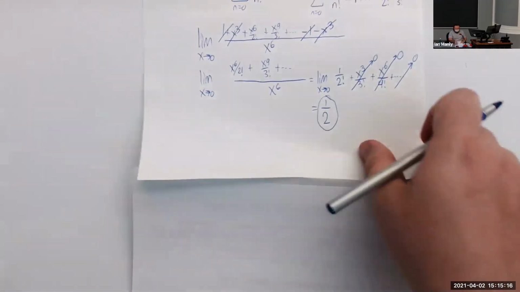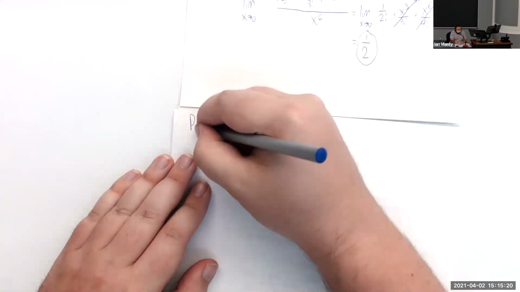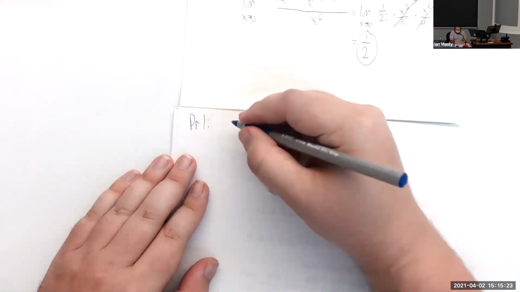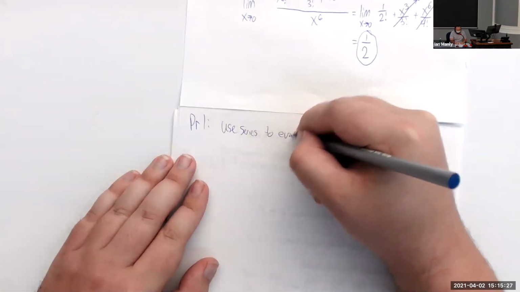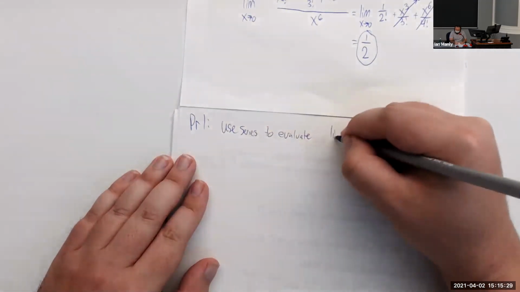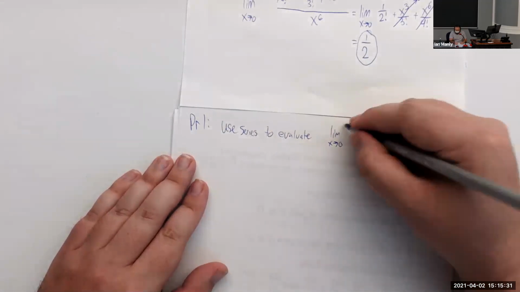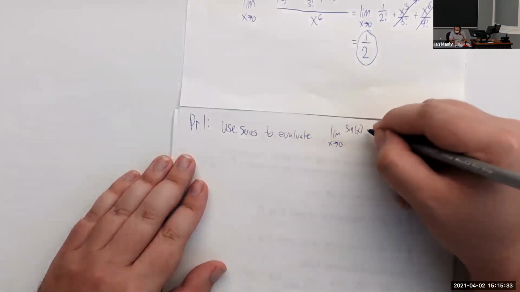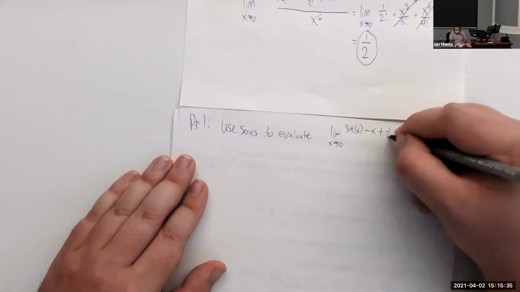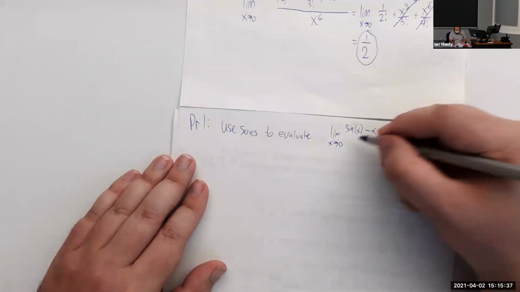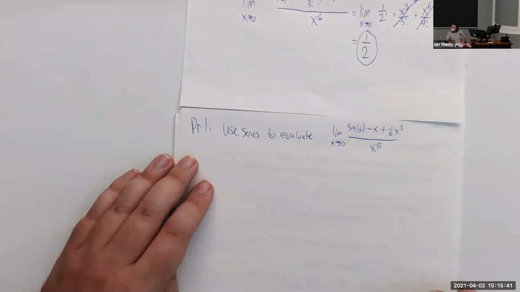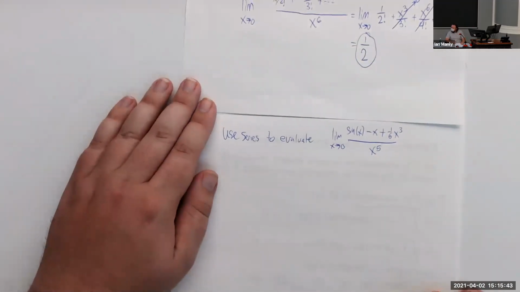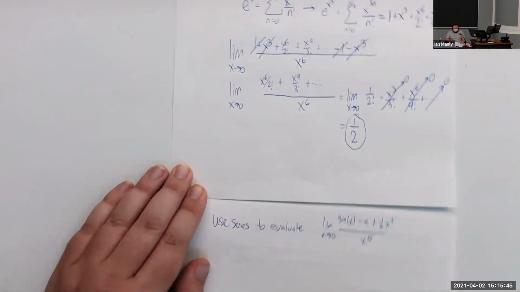All right, so why don't you give this a shot? I'll give you a very similar problem here. Use series to evaluate the limit as x goes to 0 of sine of x minus x plus 1/6 x cubed, over x to the 5th. So go ahead and give this a shot.